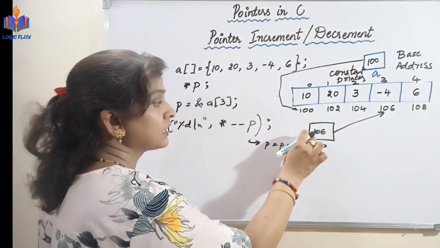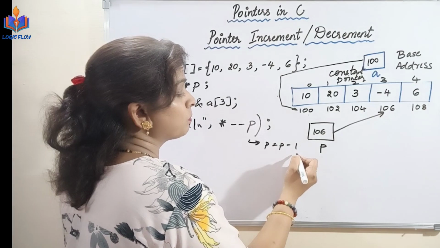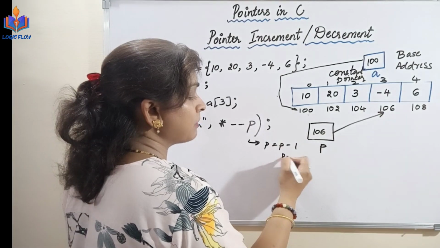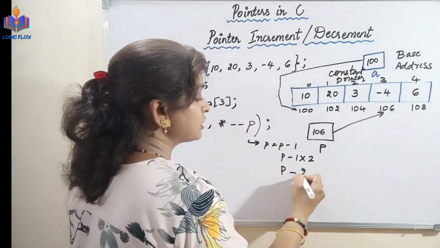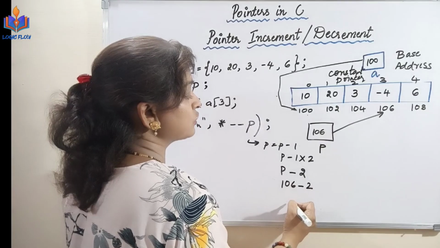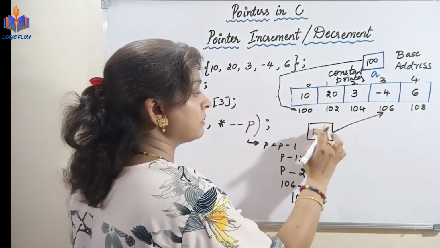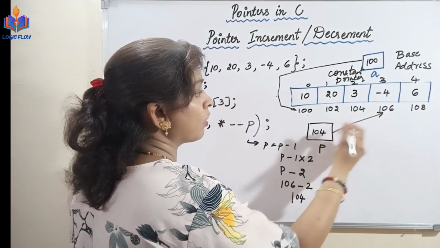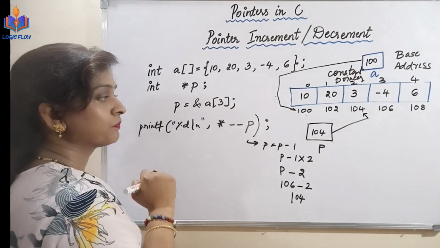So now P is 106. Getting backward by one position means P equal to P minus 1 into size of the data type, P minus 2. What is P? It is 106. 106 minus 2, it is 104. So now it is getting backward by one element. So it is pointing to 104. So now P is pointing to 104.